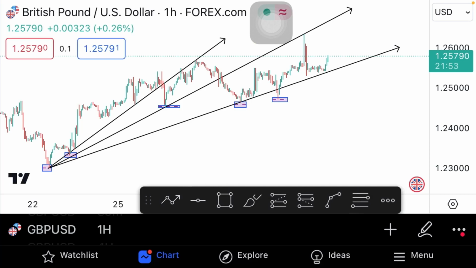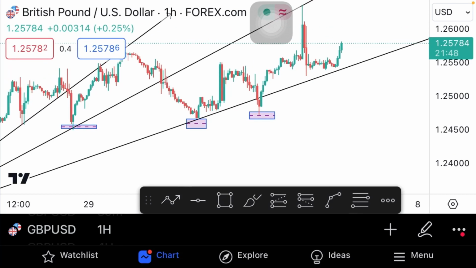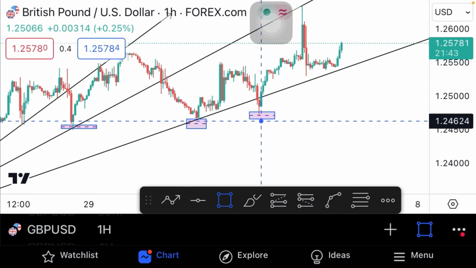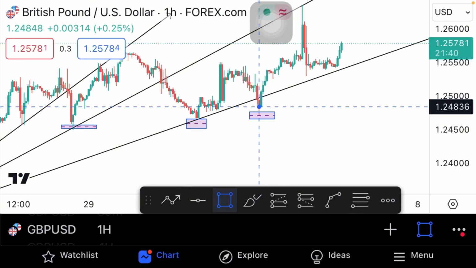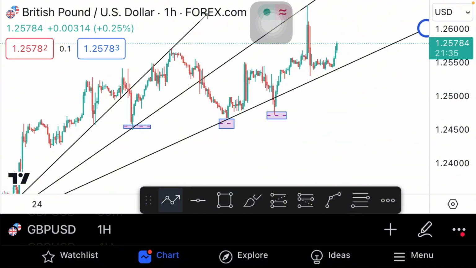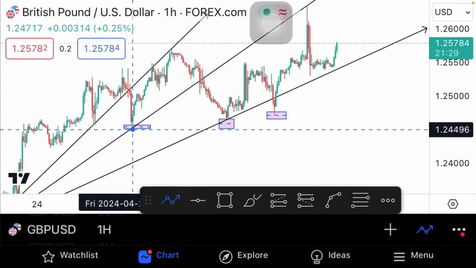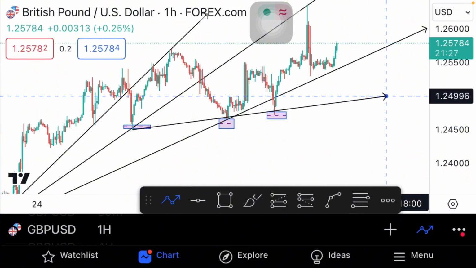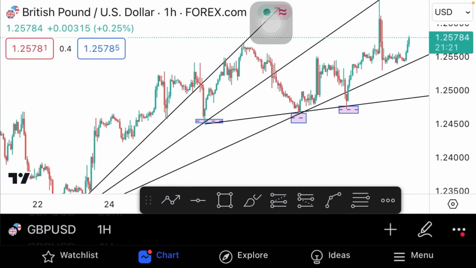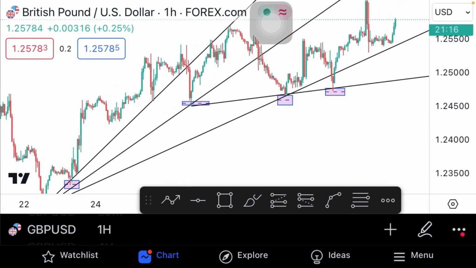You can see how price came, reacted, broke it. Just a little manipulation. Price broke it and what? Bang to the upside. It broke and bounced to the upside. Then our last connection is this low here to this low here, and then extend it to the right hand side. This is all you need to draw a good upward trend line.